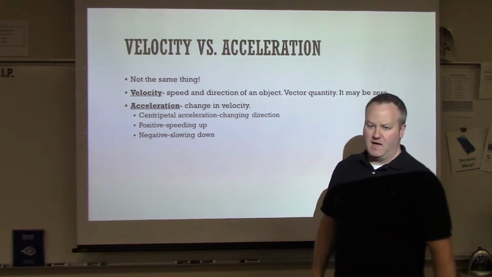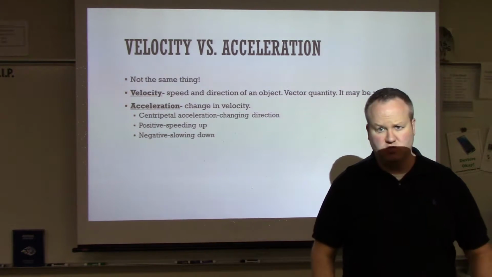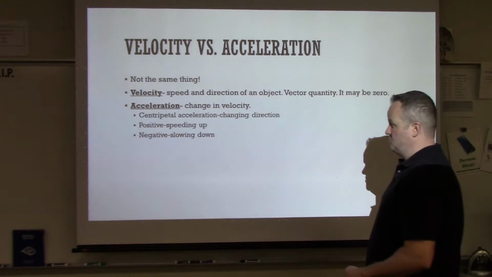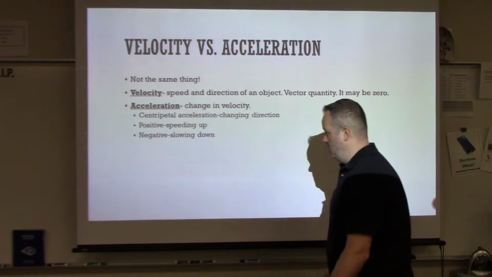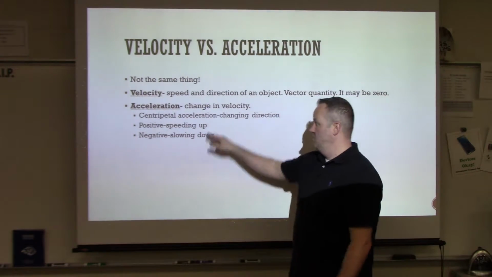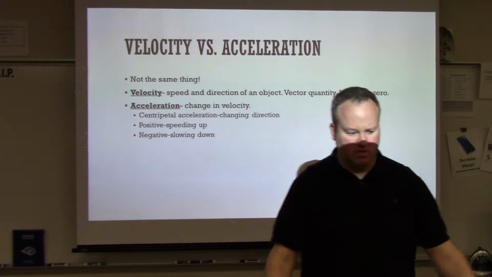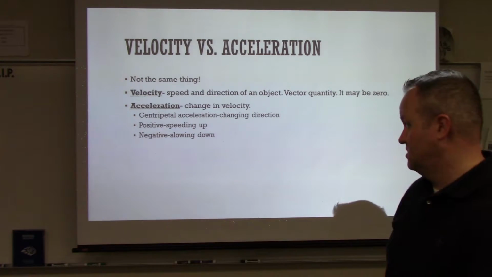There's three ways that can happen. First we have centripetal, which is where you change the direction that you're traveling. We also have speeding up, getting faster. We have slowing down. Now if you start at 0 and you go to 3 meters per second, that's speeding up. So if something starts to move, that's speeding up. If something comes to a stop, that's slowing down.